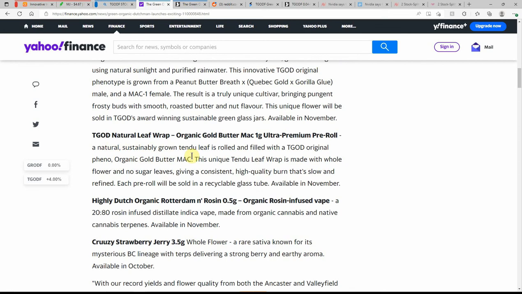Naturally sustainably grown tendu leaf is rolled and filled with a TGOD original pheno organic Gold Butter MAC. And it just talks about the wrap.